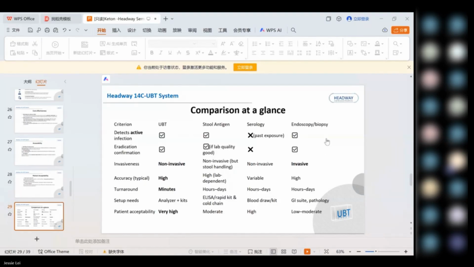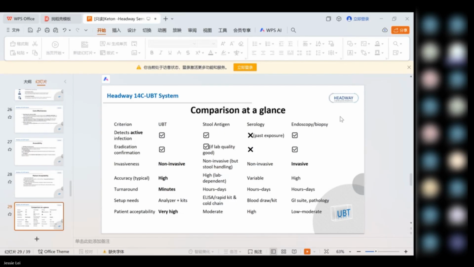In fact, our UBT is a closed system, so our kit can only work with our analyzer, and we have never seen any fakes or similar products like ours.